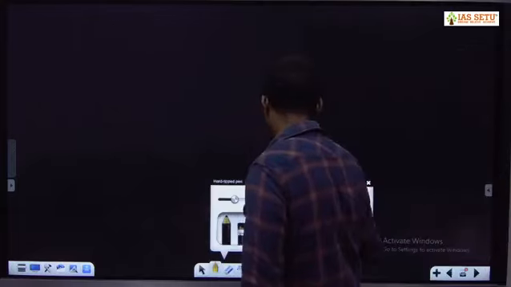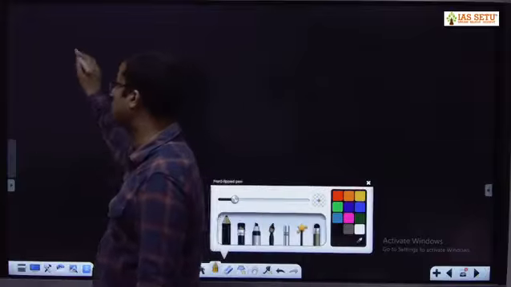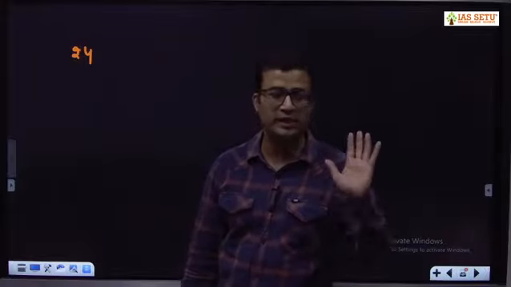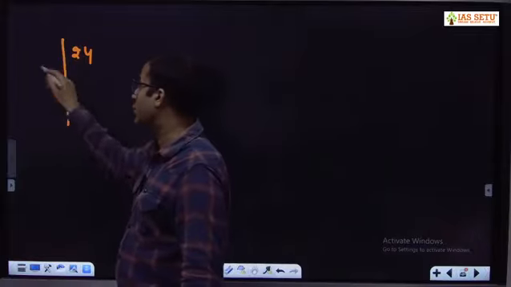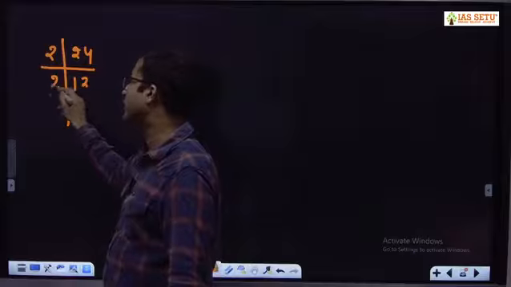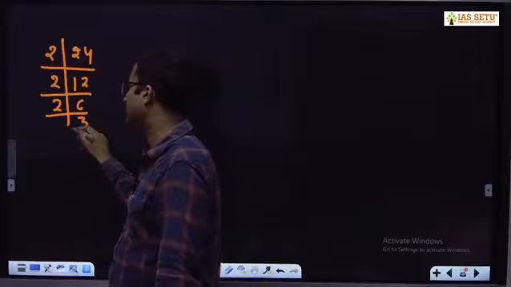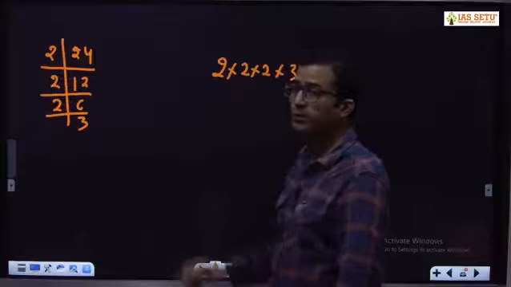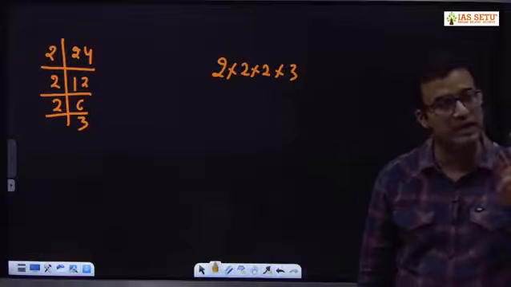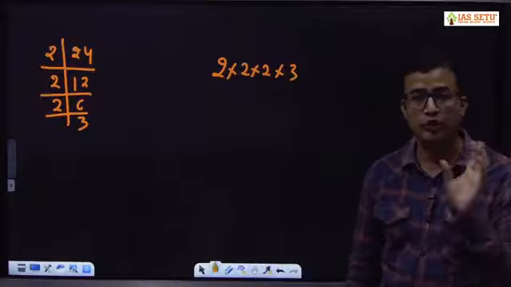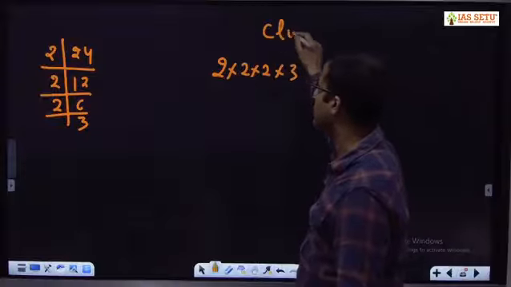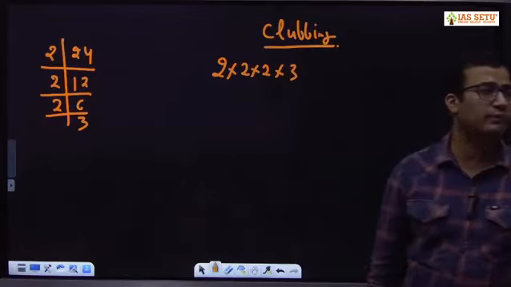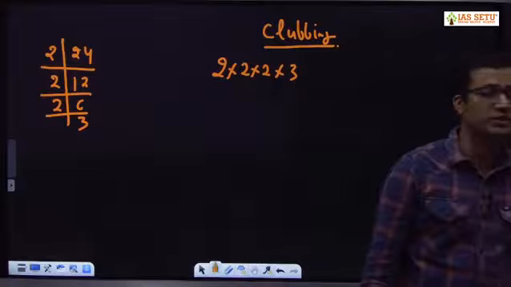Now I tell you what to do in this type of question. If the number of pieces given is 24, step number 1, use factorization. We take 2 common 12, 2 common 6, 2 common 3. So this is 2 into 2 into 2 into 3. But the problem here is we have 4 multiples and our axes are 3. So what do you have to do? You have to do clubbing. We have to club multiples because we have only 3 axes.